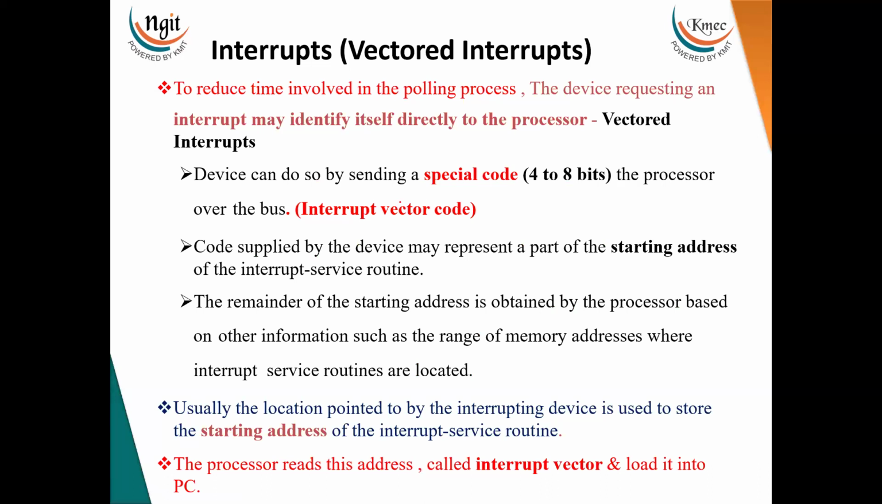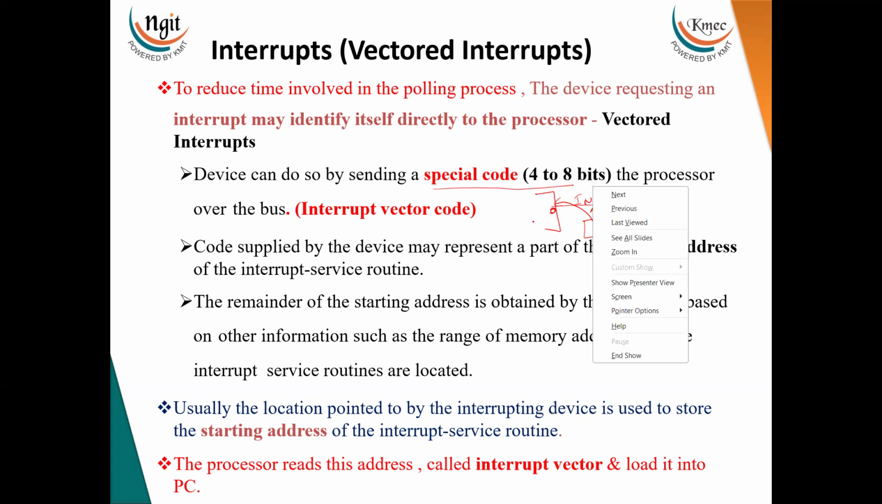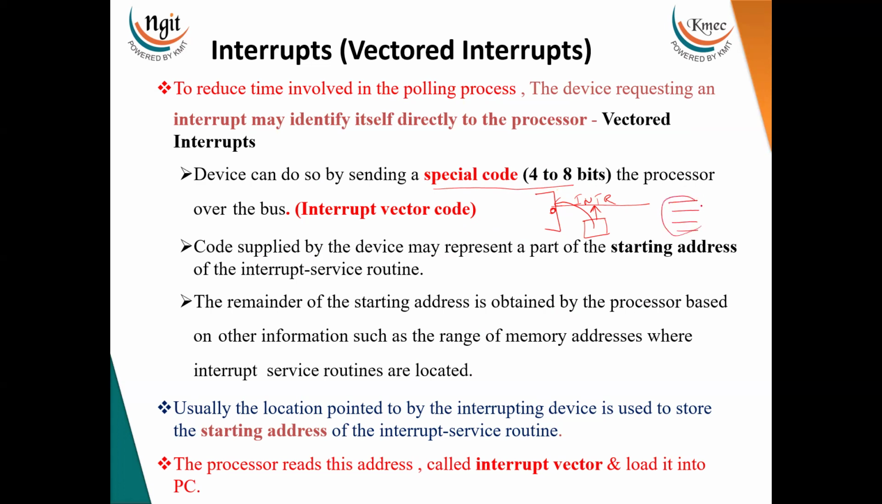In this, a device requesting an interrupt may identify itself directly to the processor. If one device is connected to the processor, when it generates the interrupt signal, the microprocessor receives it. Along with this interrupt, the device also sends a special code, the vector code, which is 4 to 8 bits. With this code, the microprocessor reads the starting address of the ISR, and thereby executes that particular ISR.